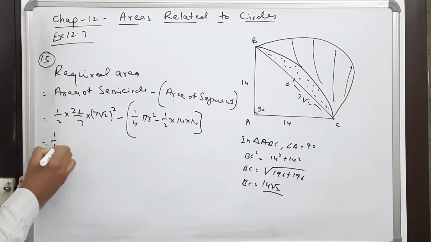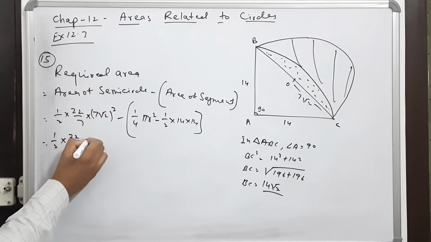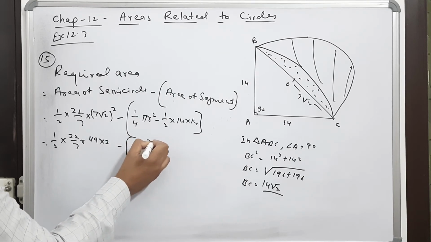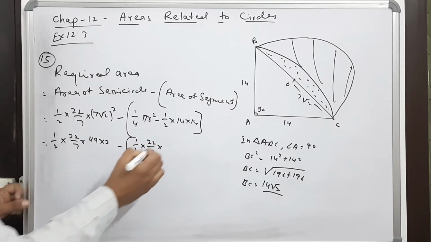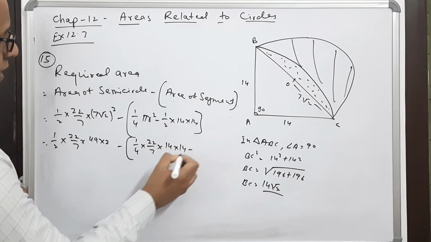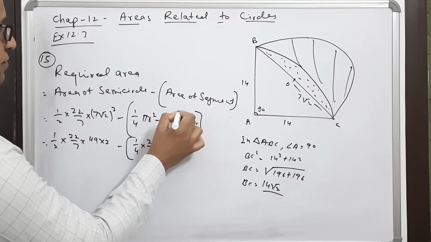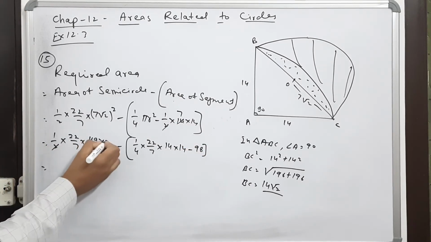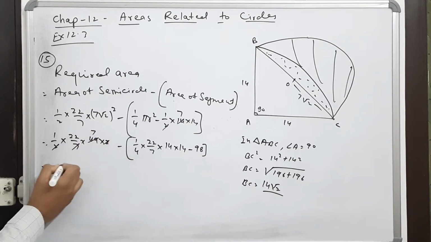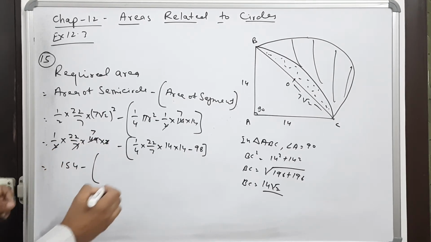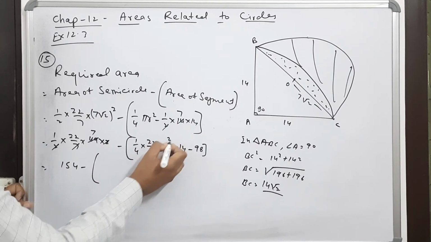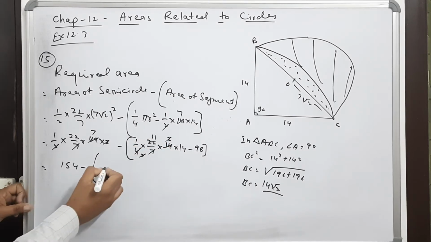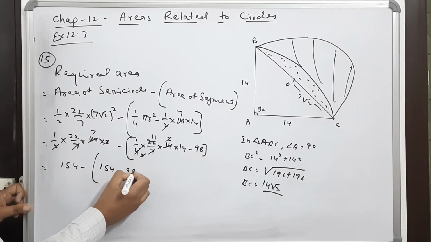So the next part is 1 upon 2, 22 upon 7, 49 into 2 minus 1 upon 4, 22 upon 7. The radius is 14 into 14 minus half into 14 into 14. So 98. Now the next part is this 2 and this 2 cancelled and this 7 and 7. So 154 minus, see this 7 and 7, the 2 cancels. This 2 will be 2 times and this will be 11 times. So this will also be 154 minus 98.